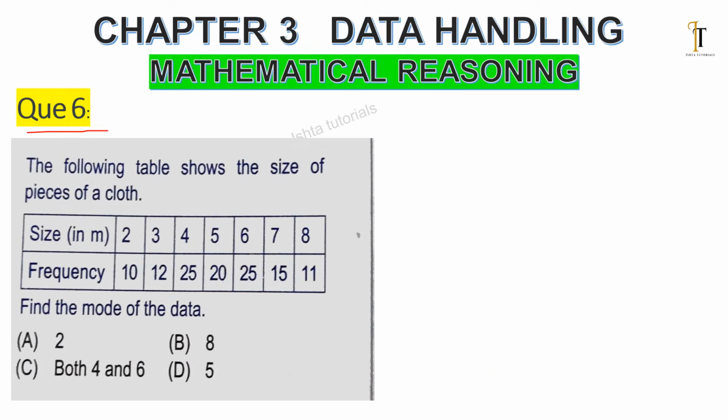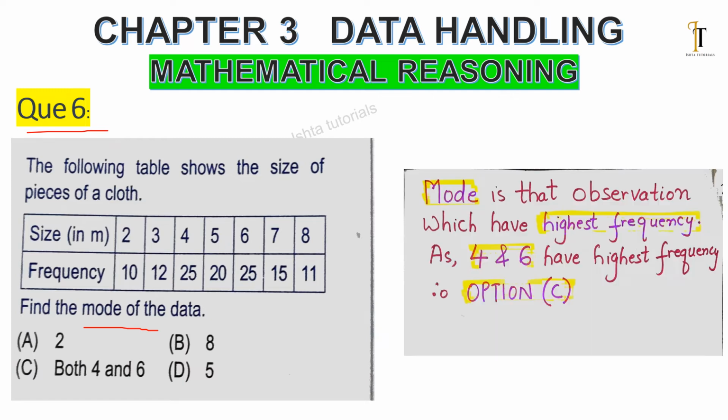Question number 6. The following table shows the size of pieces of data and you need to find the mode of the data. So students, before finding the answer for this question, you need to understand what is mode. So mode is that observation having the highest frequency.